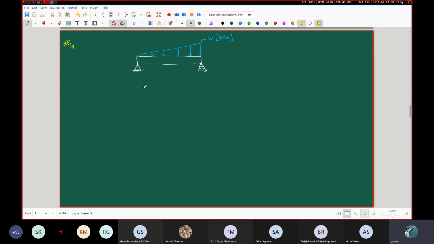Unlike the previous two examples where I was considering a cantilever beam, now I am considering a simply supported beam, just for some change. It might as well have been a cantilever beam. For this kind of a situation, what do I do first?